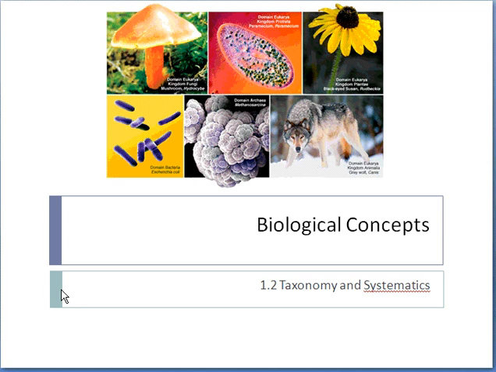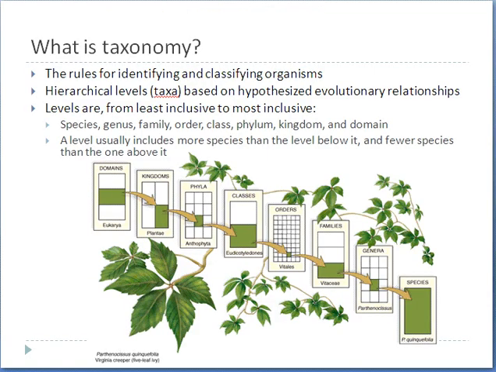Here we are on part 2 of our lecture on biological concepts, and now that we know what the study of biology is and a little bit about what the qualities and characteristics of life are, we're going to move on and talk a little bit about how we classify living organisms, because it turns out scientists have a very rigorous, structured, and predictable way in which they classify organisms.